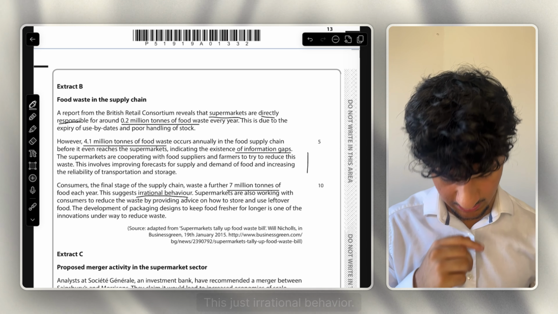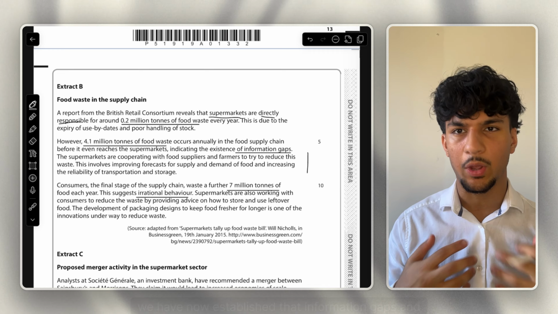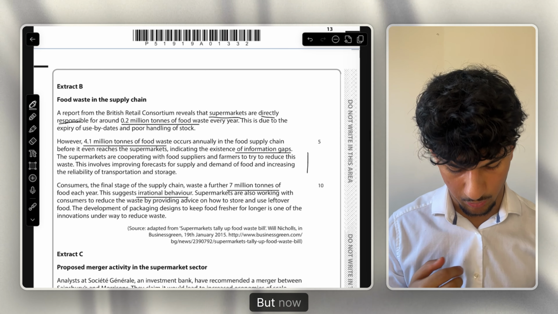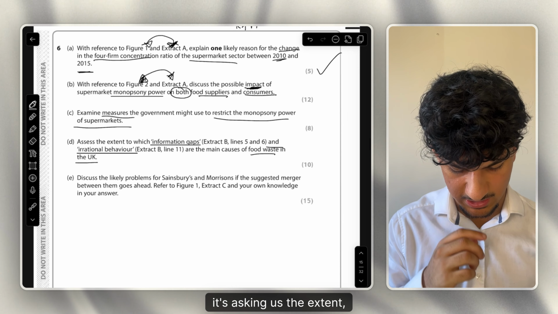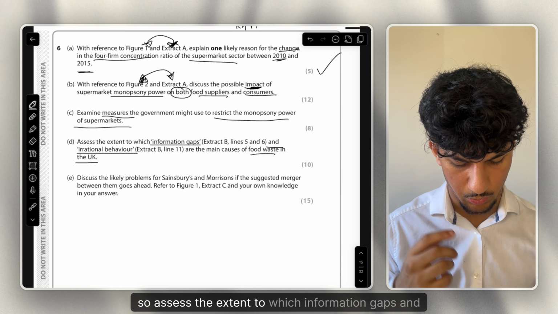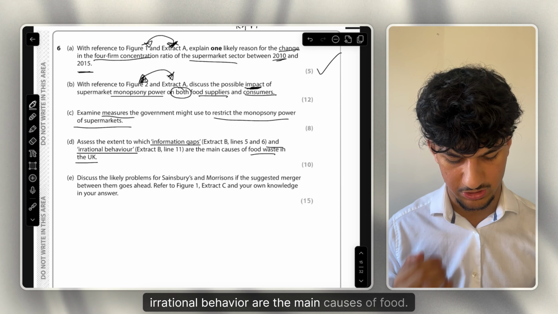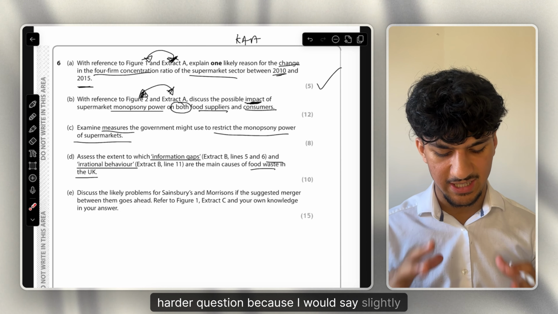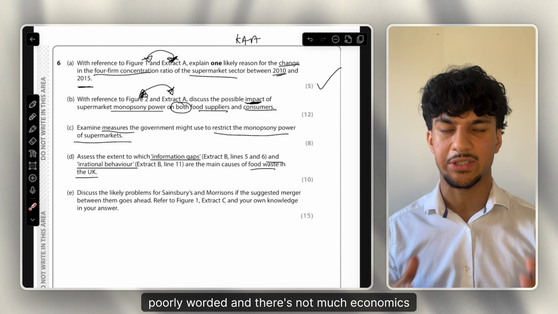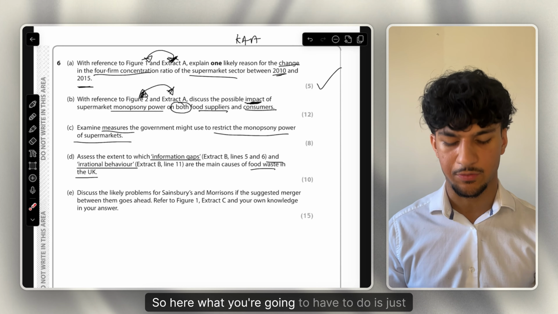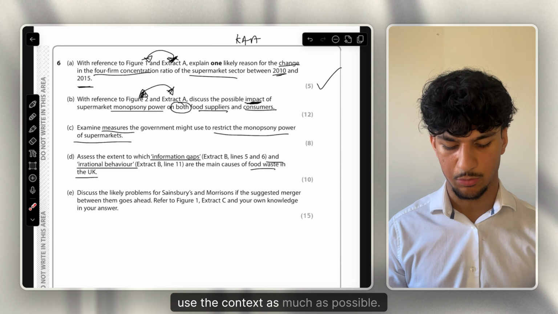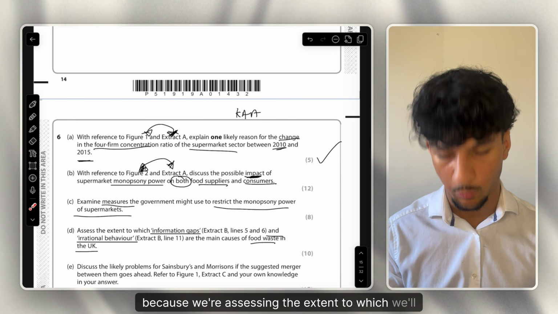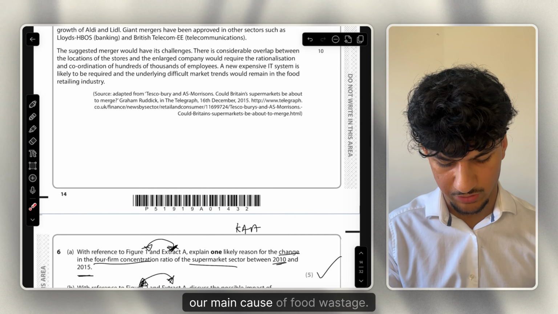This suggests irrational behaviour. So okay, we have now established that information gaps and irrational behaviour are the two main causes, but now going back to the question, it's asking us the extent, so assess the extent to which information gaps and irrational behaviour are the main causes of food waste. Now, I've got to admit, this is actually a bit of a harder question because I would say it's slightly poorly worded and there's not much economics theory to back it up. So here, what you're going to have to do is just use the context as much as possible. So I'm just going to read through that paragraph again because we're assessing the extent to which, we'll start with just information gaps, are a main cause of food wastage.